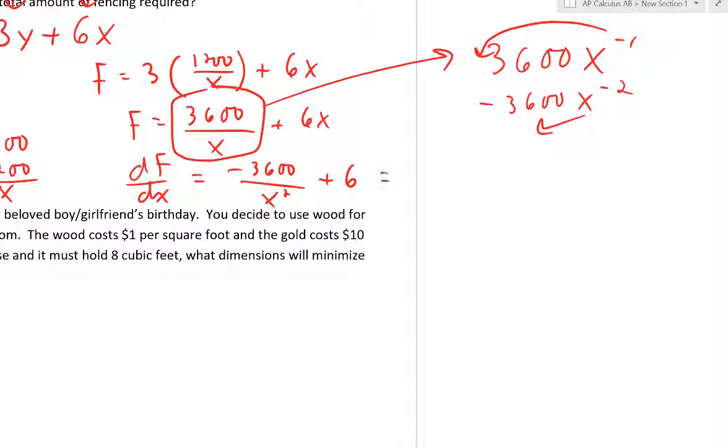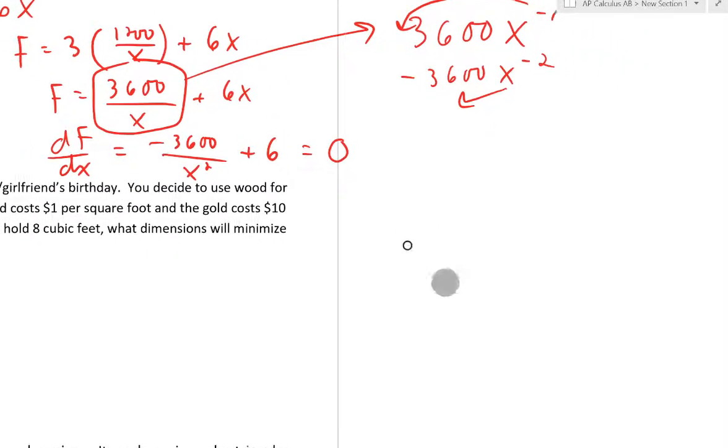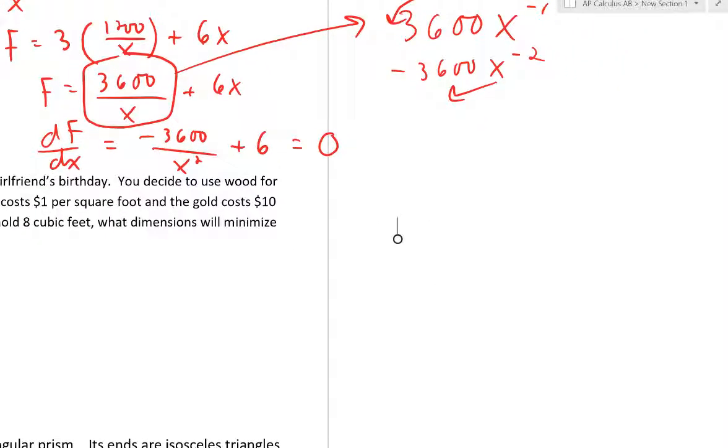And we want to know, where is this thing going to be 0? Because those are our critical values. We want to know where it's 0, where it's undefined. So we're going to get a common denominator, and that's going to be x squared. So I have to multiply this 6 by x squared over x squared. And that's going to give me this equation.